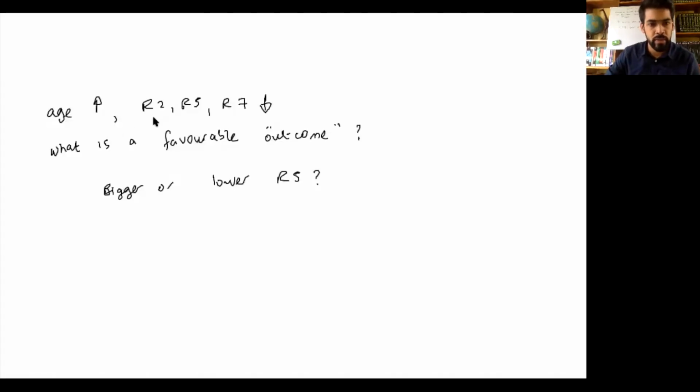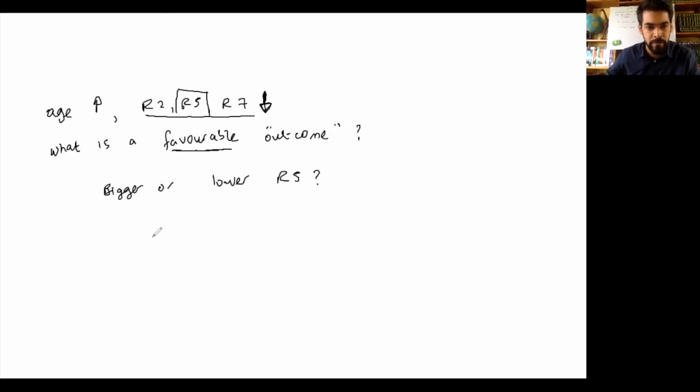Now, if we stick to these three parameters, just for an example, I'm going to concentrate on R5. We have seen that when age increases, these parameters tend to decrease, okay? And I ask you, what is considered a favorable outcome? Do you prefer lower R5 or higher ones? If when age increases, these parameters decrease, then one wouldn't want those to decrease.